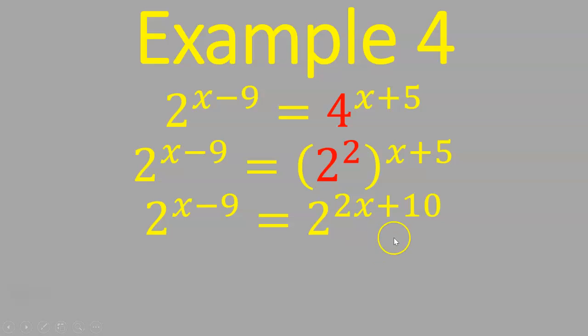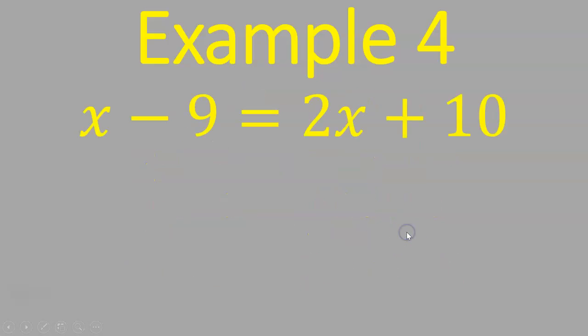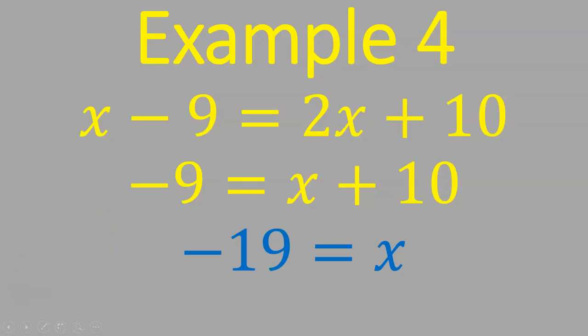Now essentially we have example 3 all over again. Drop the 2s. Now basic algebra. Subtract x from both sides, and x equals -19. Exponential equation.